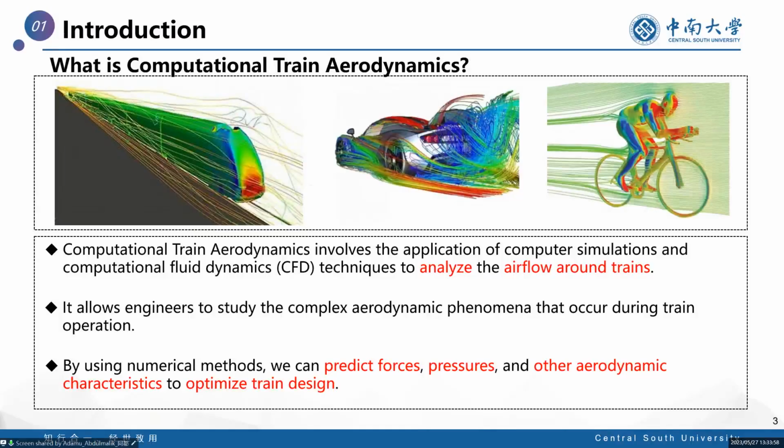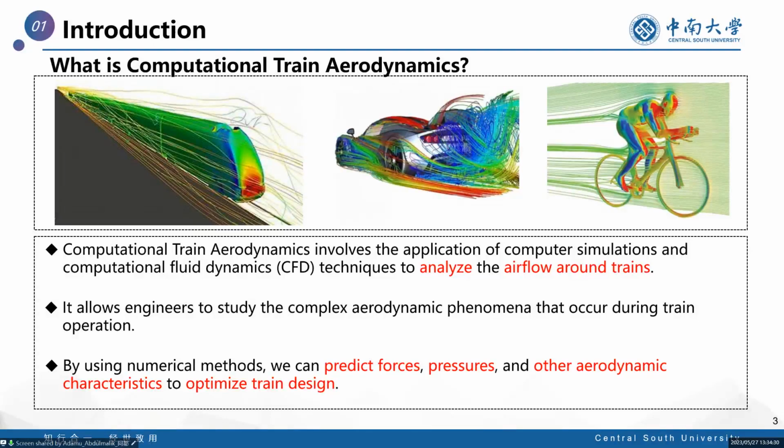Understand what is computational train aerodynamics, or what is aerodynamics first. Okay, aerodynamics is the study, or the science or engineering, that studies the contact between air and a solid body. So now this solid body can be anything: the train, cars, buildings, bridges, or any other thing.